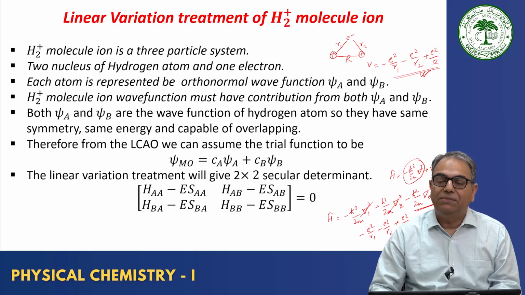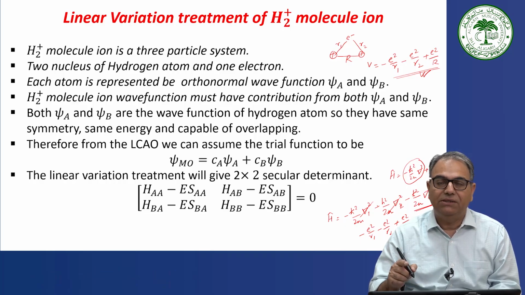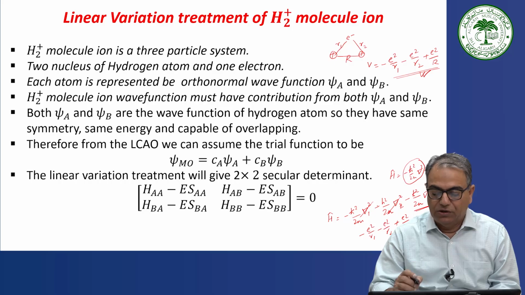Now, there is a principle called linear combination of atomic orbitals, which we came across earlier also. It says that if you have similar energy, similar symmetry, and orbitals which are capable of overlapping, then you can linearly combine them for a molecule. So we can combine psi A and psi B because both are the wave function for the hydrogen atom. Both nuclei are hydrogen nuclei.